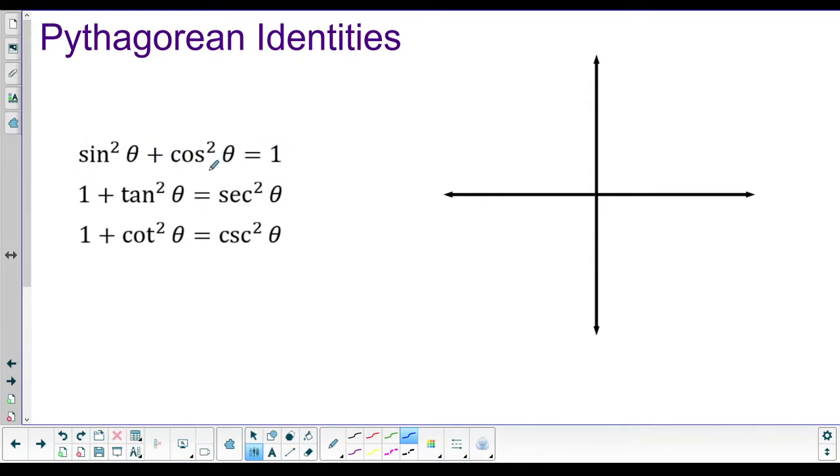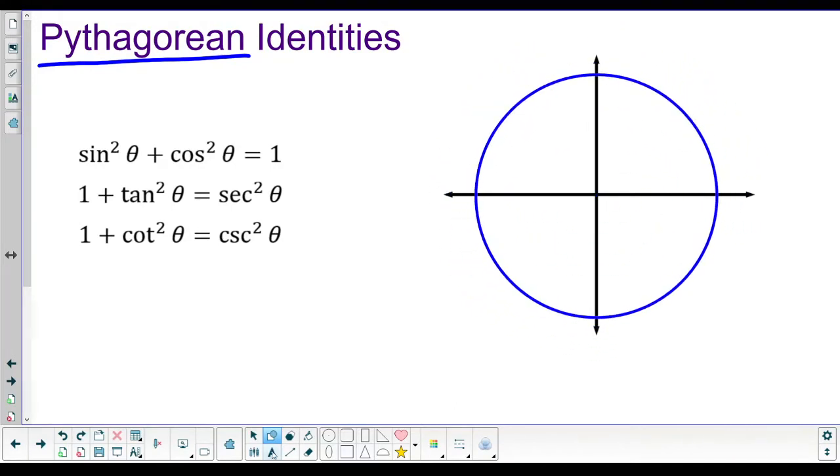Let me show you where this one comes from. It's called the Pythagorean identity. So this name kind of gives you a hint where it comes from. So let's look at our unit circle, shall we? What color do you guys want it? How about blue? So we have our unit circle, and we know that the radius of the unit circle is 1.